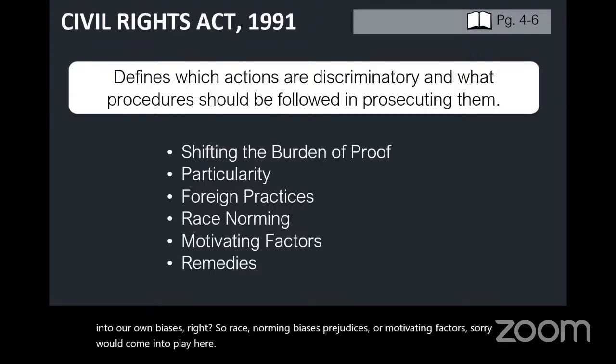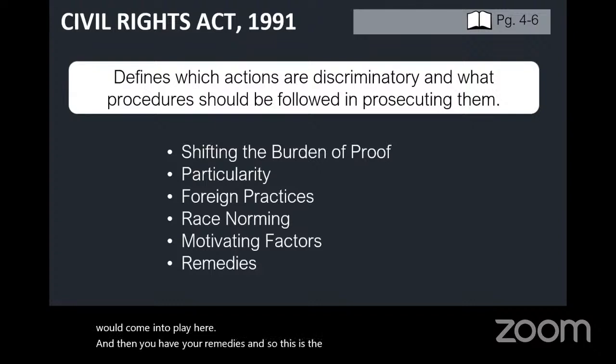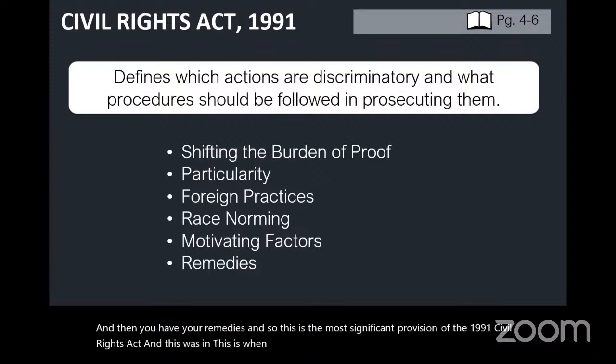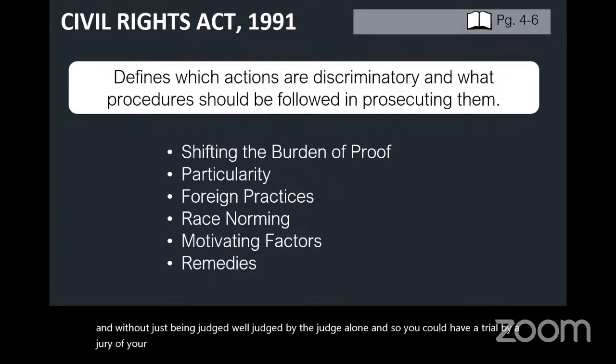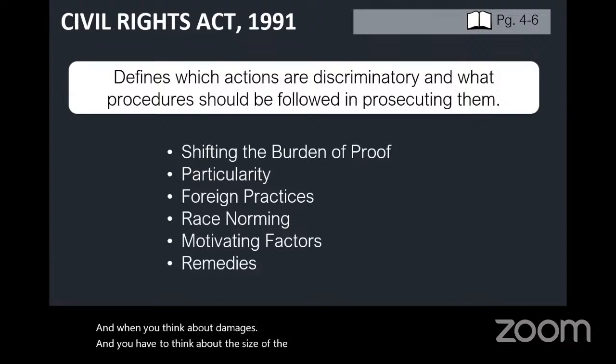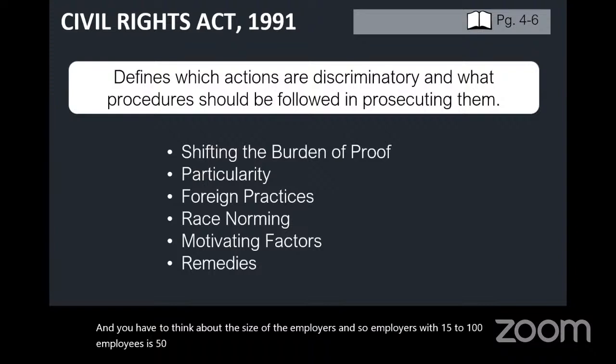And then you have your remedies. This is the most significant provision of the 1991 Civil Rights Act. This is when the introduction of jury trials came into effect, without just being judged by the judge alone. So you could have a trial by a jury of your peers. It also talks about compensatory and punitive damages. When you think about damages, you have to think about the size of the employers. Employers with 15 to 100 employees is 50,000, and then it increases again depending upon the organization size.